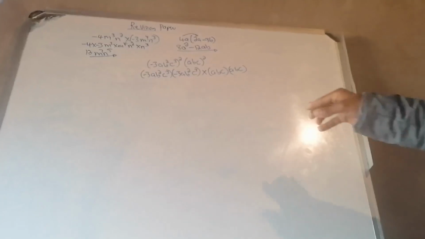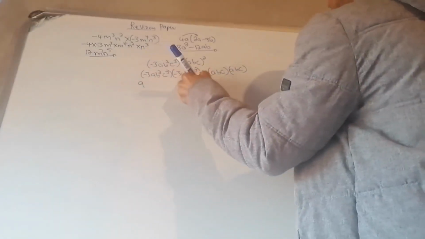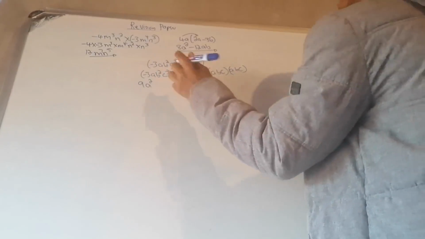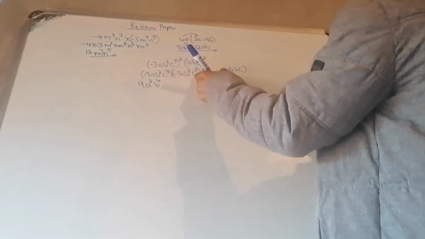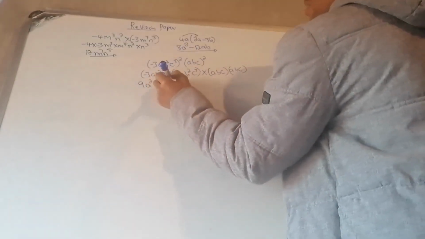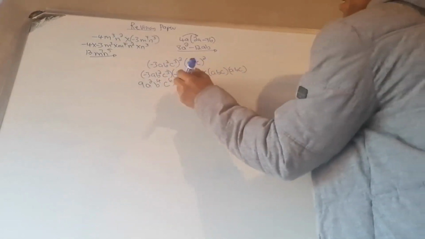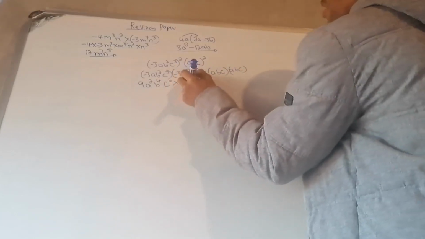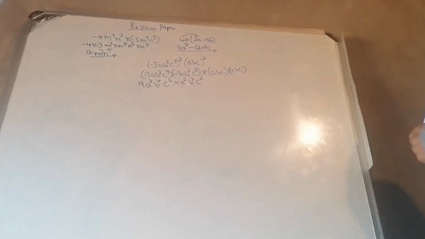Negative 3 times negative 3 is 9. A times a squared. B squared multiplied by b squared, b to the power 4. C cubed multiplied by c cubed, c to the power 6. Multiply a times a squared, b times b squared, c times c squared.